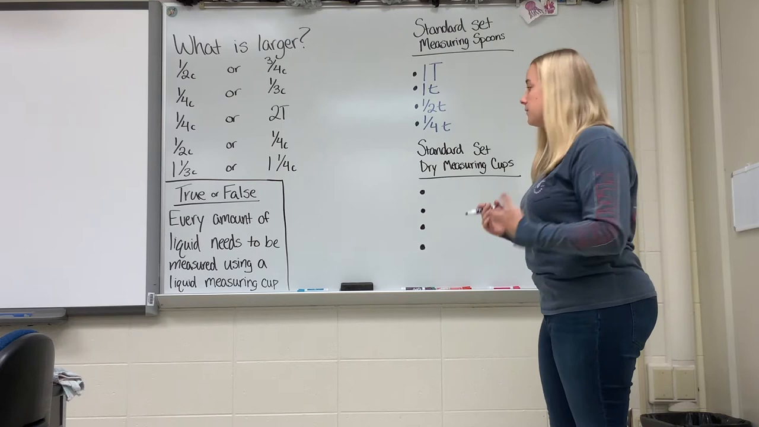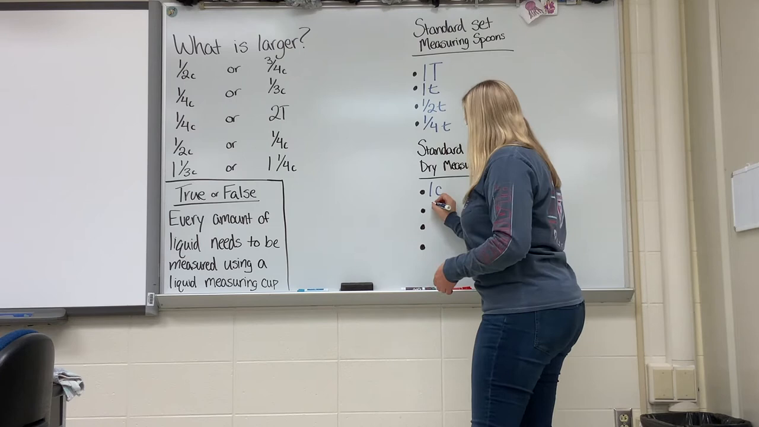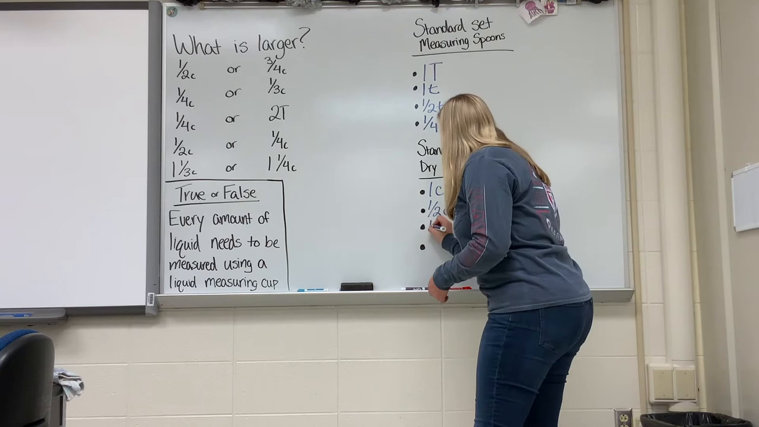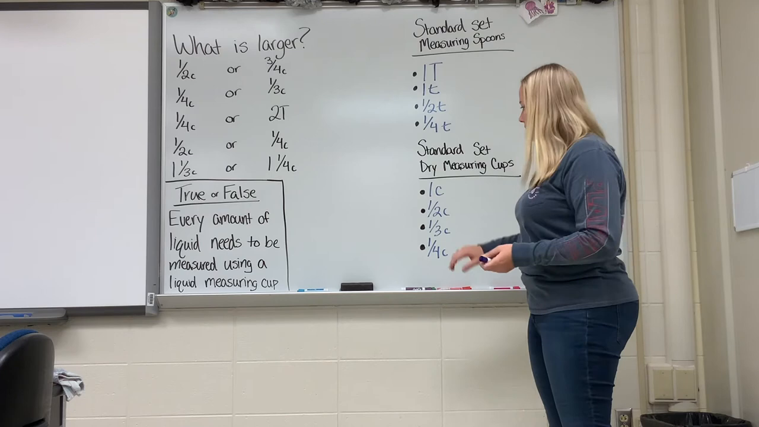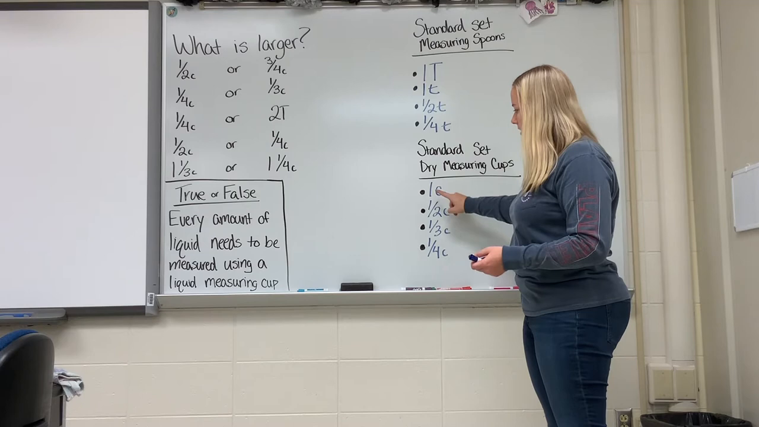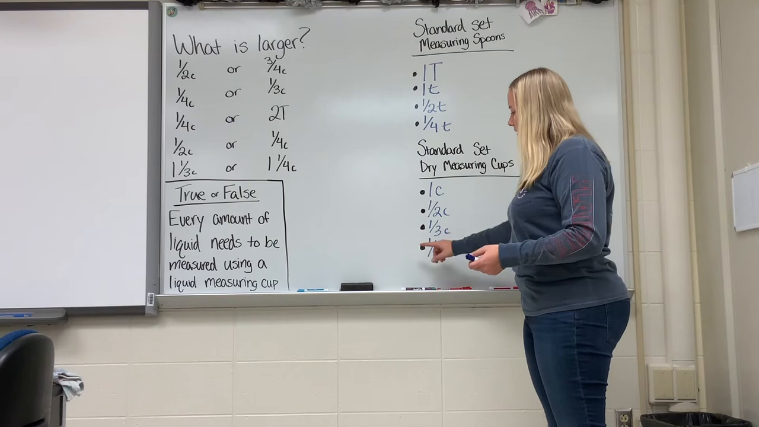So it's going to be 1 cup is the largest, 1/2 cup is the next step down, 1/3 cup is the next step down from there, and then 1/4 cup is the next step down below that. Remember the trick I taught you: if you made the whole number a fraction, it would be 1/1, then the next one 1/2, then the next one 1/3, then the next one 1/4. Okay, so that's a good way to help you remember.